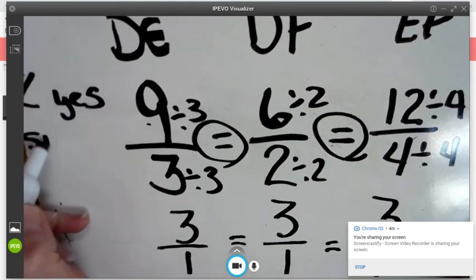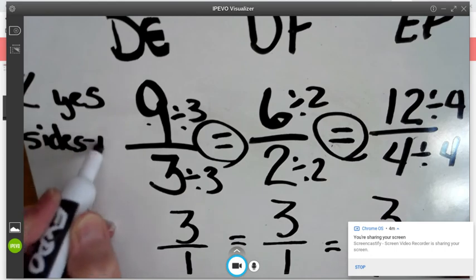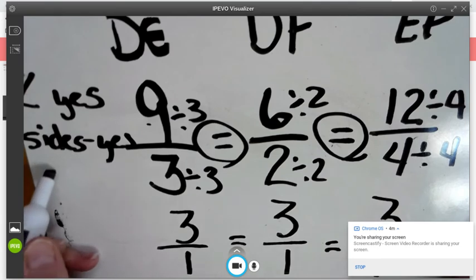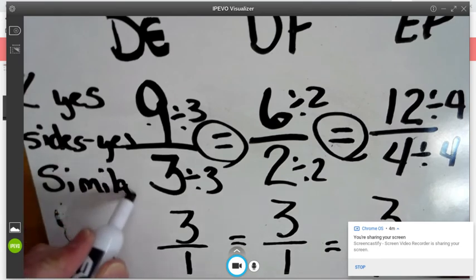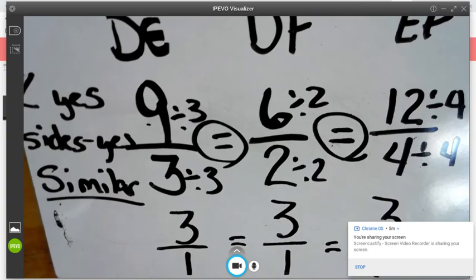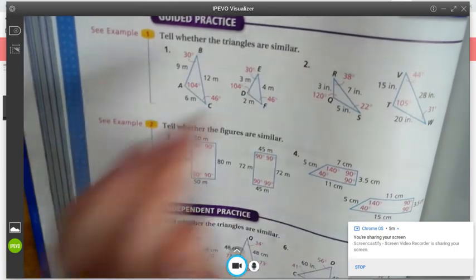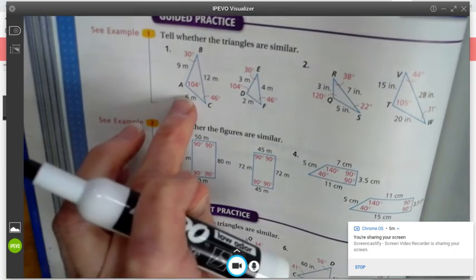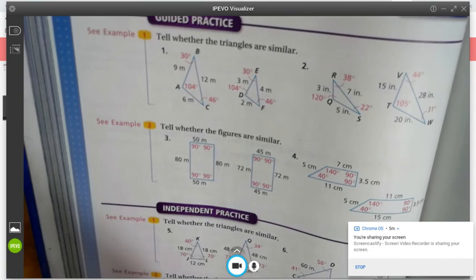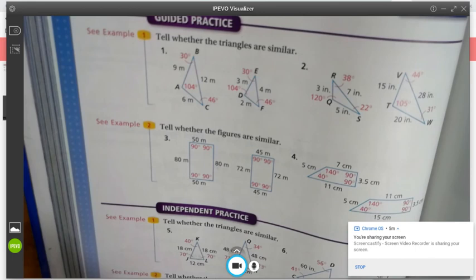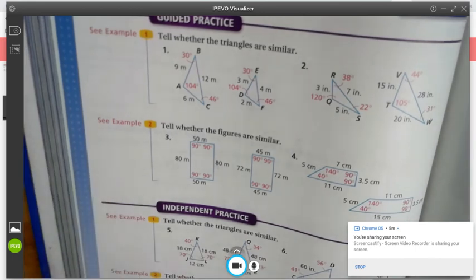So my angles was a yes. My sides were proportional, so that was a yes. So that means my two triangles are similar. So my answer to number 1, tell whether the triangles are similar. Number 1 would be similar. If they were not proportional, I would say not similar. But in this case, number 1, I'm going to say the two triangles are similar. And I will type the word similar into my answer spot.